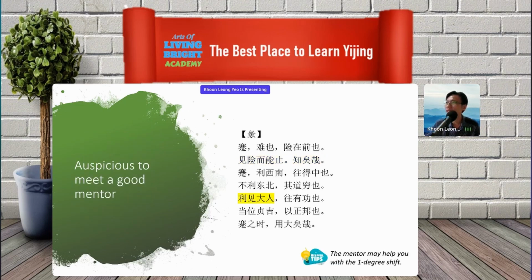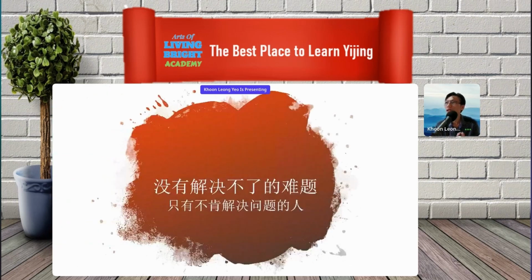Okay, then again here it says 利见大人. 利见大人 basically means auspicious to meet a good mentor, auspicious to meet a good coach. So sometimes if you're stuck, you really have a mental block and things like that, go and seek help. Go and seek a mentor. Go and seek a counselor. Go and seek a coach. For all you know, they may be able to help you make that 1 degree shift. That's all. That's the 1 degree shift, and you act on it. Okay. So in short, 天下没有解决不了的难题，只有不肯解决问题的人. Can follow?